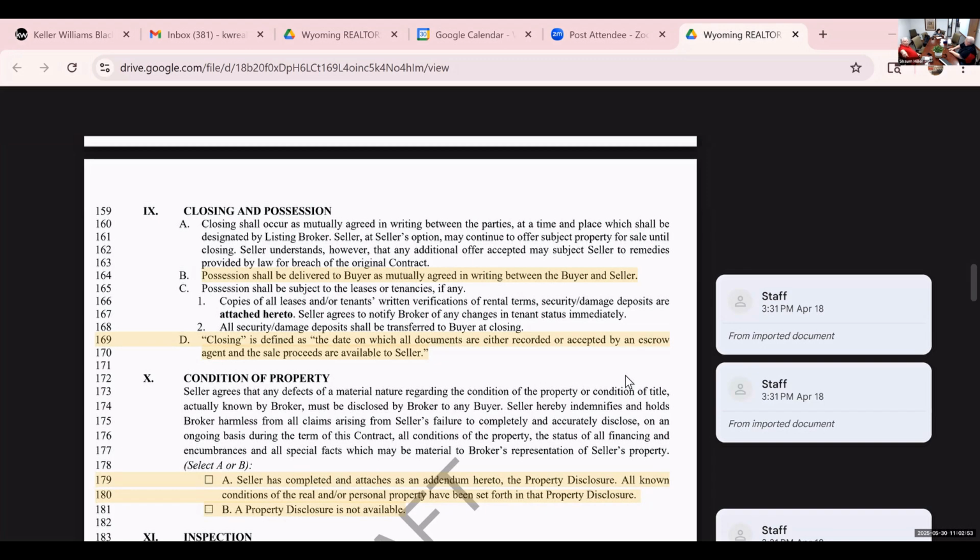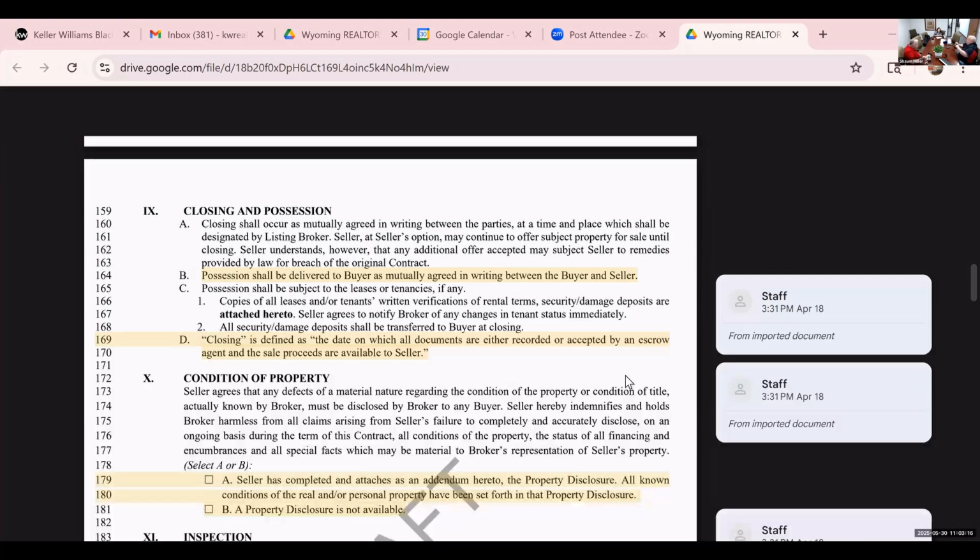I don't see it in this new one, but I will tell you in the other contracts, I don't even put a time and date in there. I don't either. I write in fully funded closing. A fully funded closing makes no difference because it defines closing. The closing is defined as the date that the paperwork is filed or accepted and funds are available. I put that in possession.